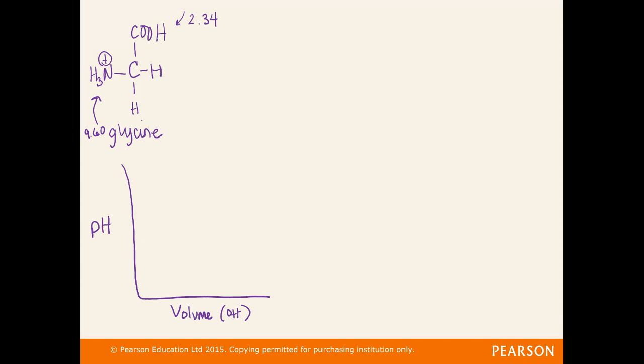Okay, so we're going to start here at a low pH. And we're going to picture that we're going to titrate or raise the pH. And as the pH rises, we're eventually going to deprotonate the carboxylic acid first because it has a lower pKa. It's more acidic, so it's going to go first. Okay, and that pKa is 2.34.